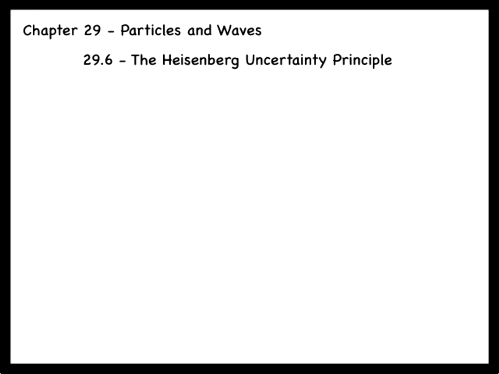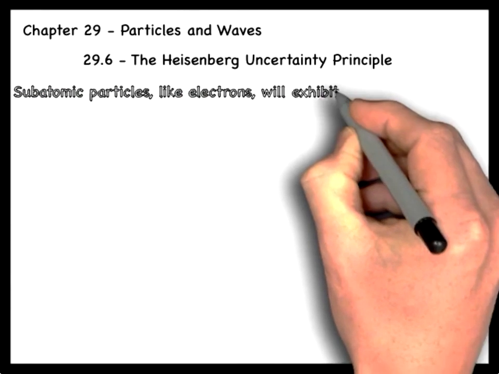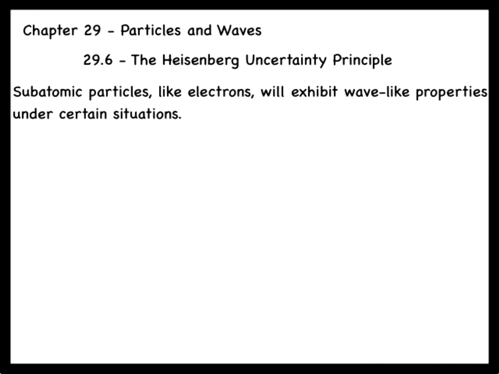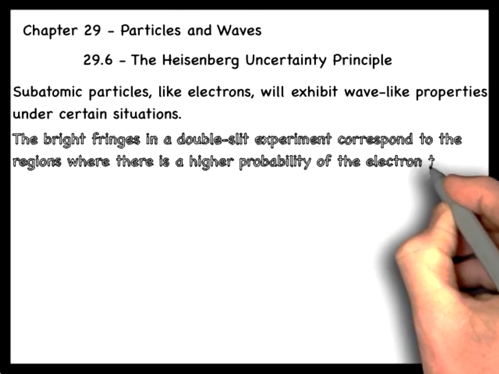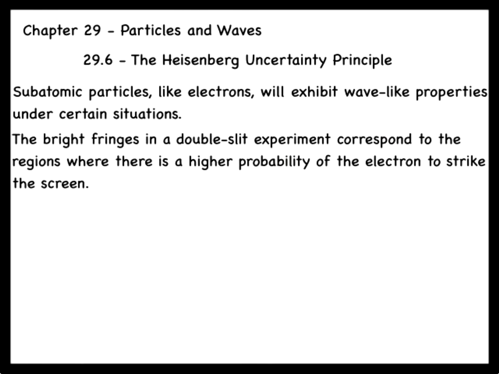In the previous section, we showed that subatomic particles, like electrons, will exhibit wave-like properties under certain situations. If electrons are fired at a double slit, for example, they form an interference pattern of bright and dark fringes on a screen behind the slits. The bright fringes correspond to the regions where there is a higher probability for the electron to strike the screen.